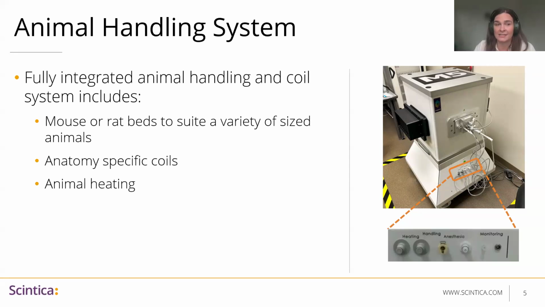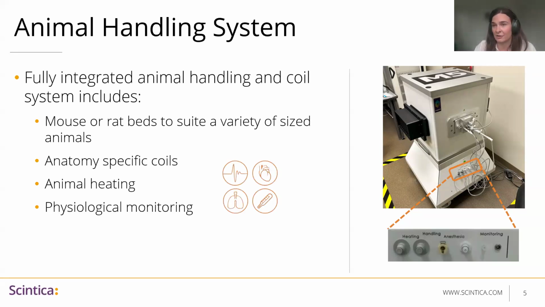Each of the animal handling systems comes with heating. This is one way that we maintain animal welfare. Also, physiological monitoring is integrated into the system within the beds. We monitor ECG, heart rate, respiration rate, as well as temperature, just to maintain your animal welfare. This is always important when applying for IACUC or animal approval protocols, to show that the animal is doing well inside the magnet, and any issues you can see from the outside, and then remove the animal if needed.